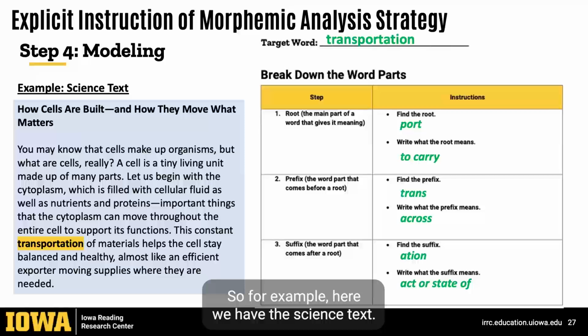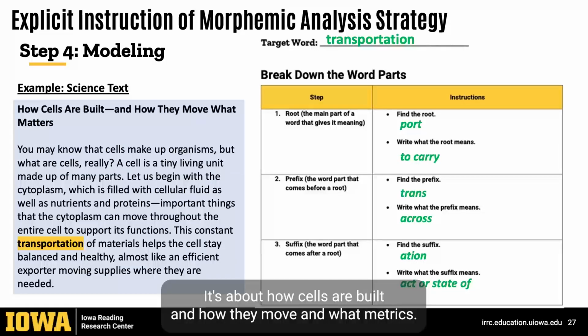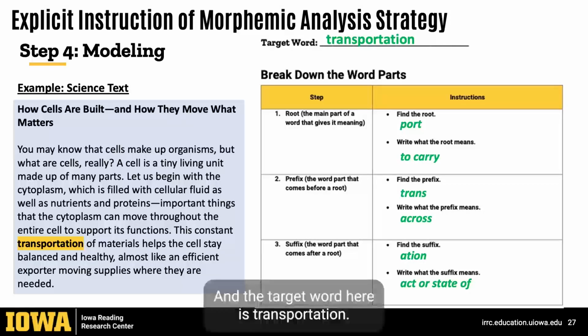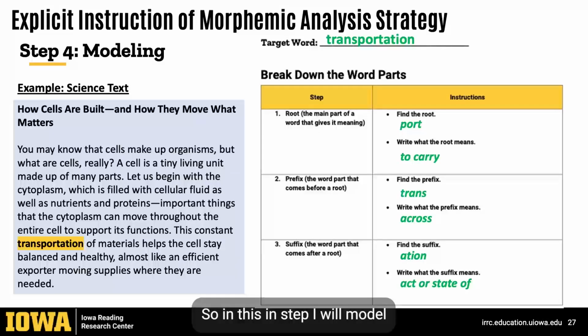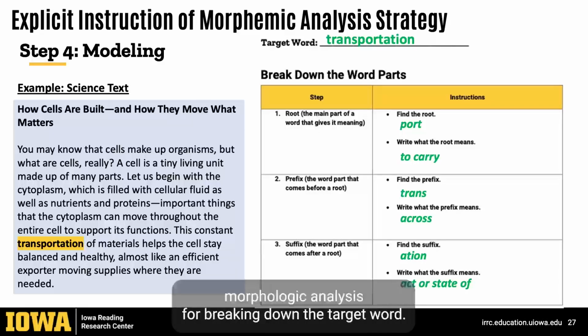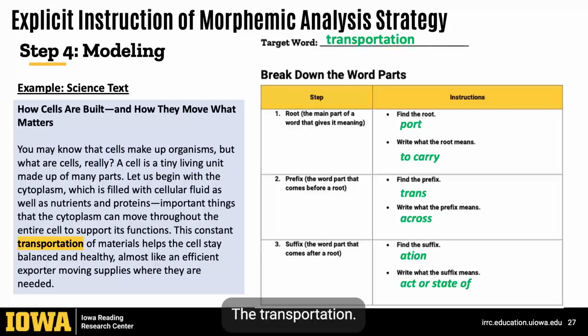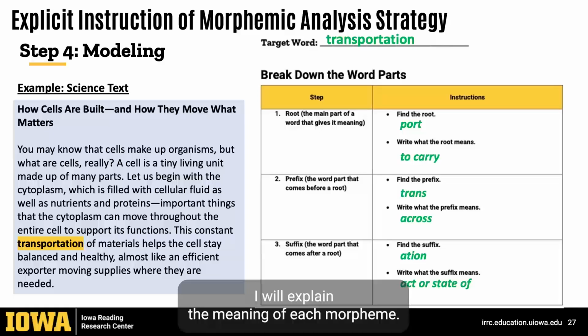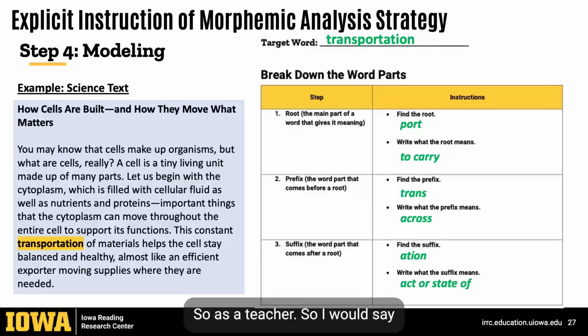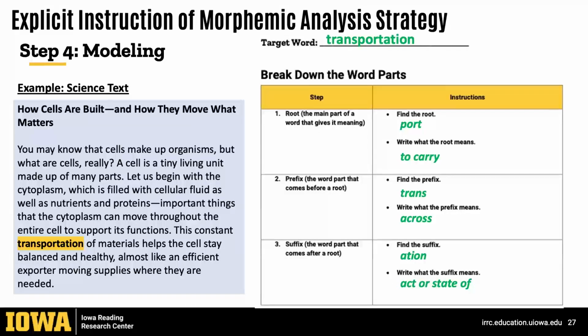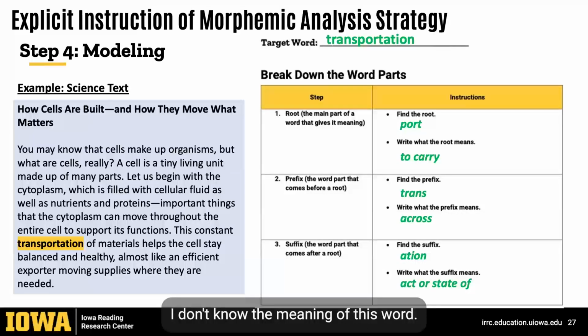So, for example, here we have the science text. It's about how cells are built and how they move and what matters. And the target word here is transportation. So in this step, I will model morphemic analysis for breaking down the target word transportation. I will explain the meaning of each morpheme. So as a teacher, I would say, the word transportation, this is the new word. I don't know the meaning of this word.